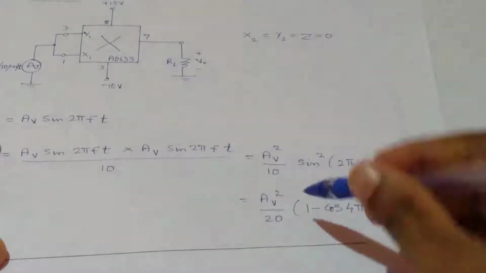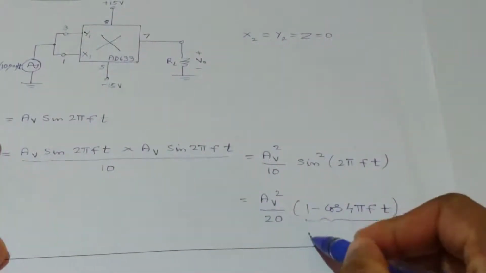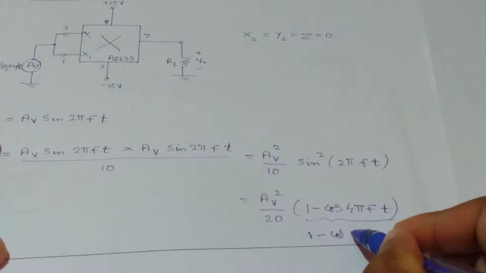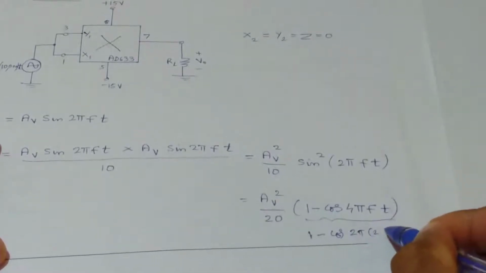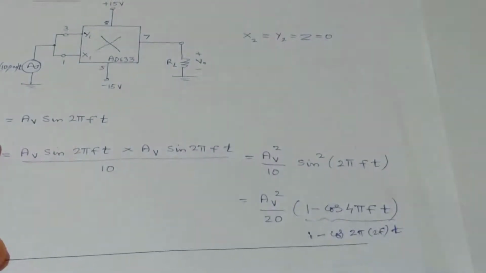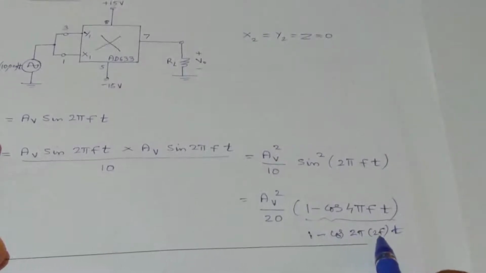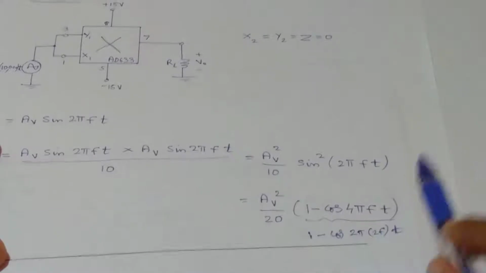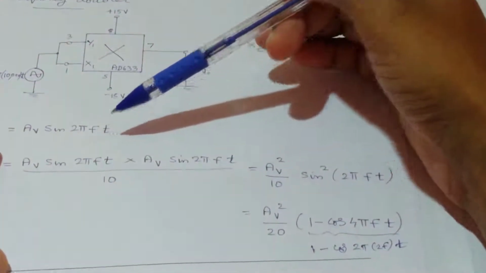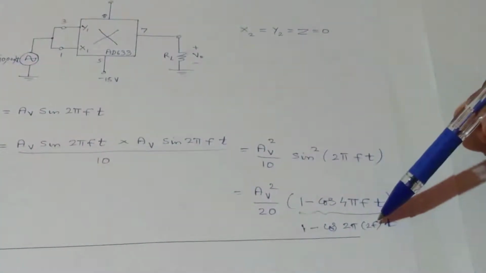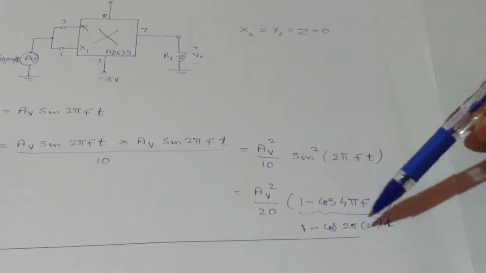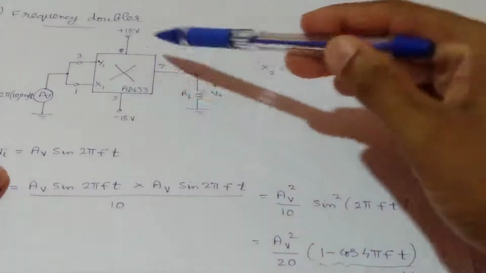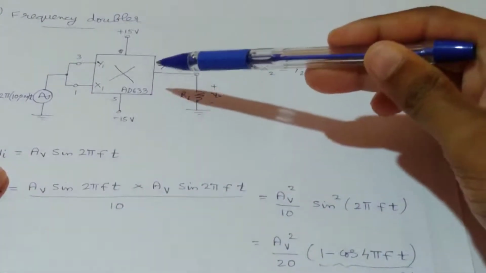Then we can rewrite this term as 1 minus cos 2 pi into 2f into t. So here we can see the frequency is now double that of the input frequency. Our input frequency was f, and here the frequency of the output signal is 2f. So by using this arrangement we can double the frequency.